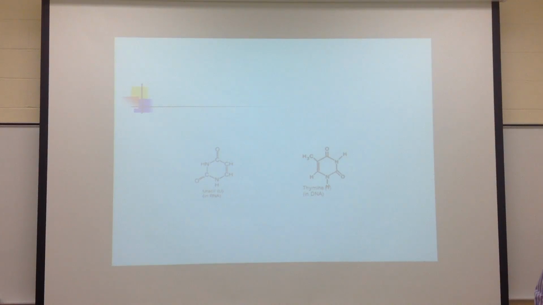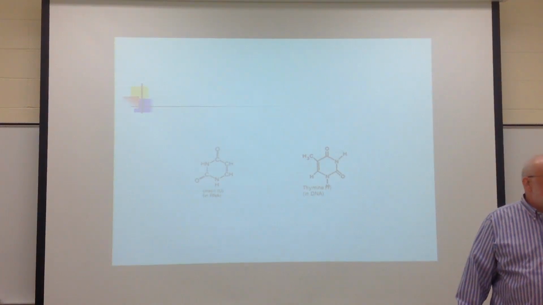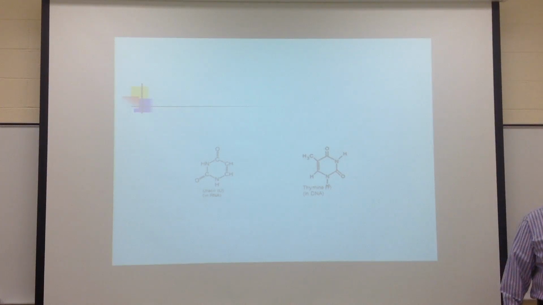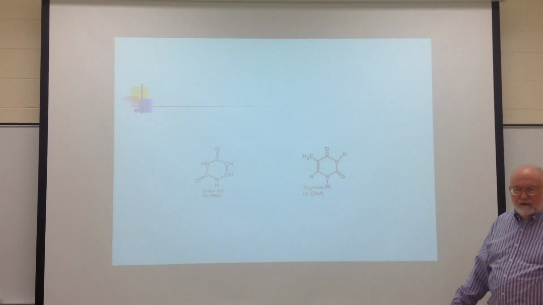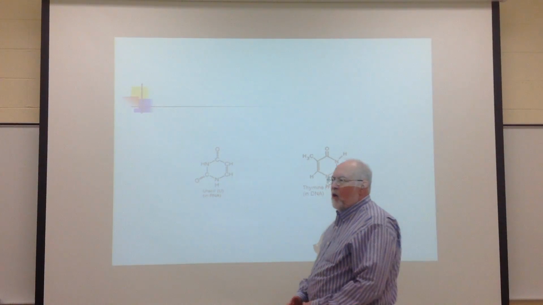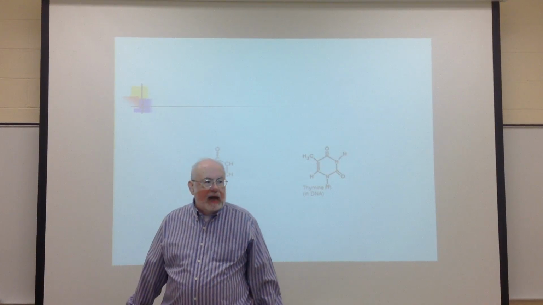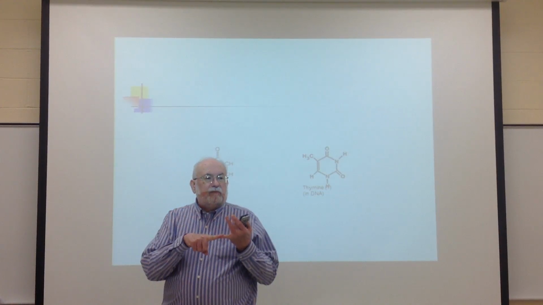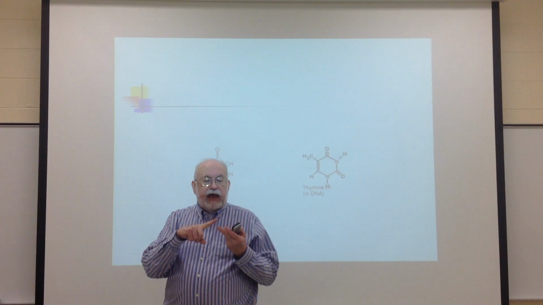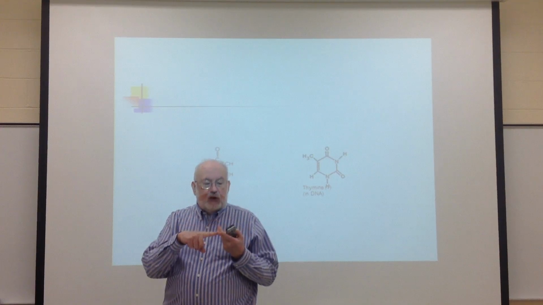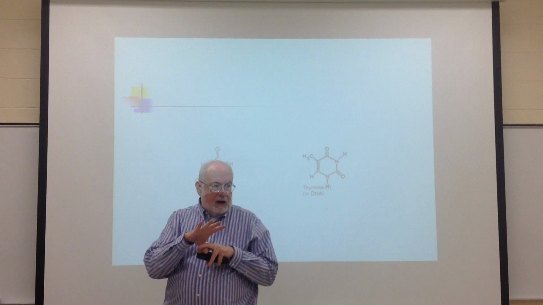U-R-A-C-I-L. Yeah, it's hard to see in here. You can't dim these lights, which is a bad thing. Uracil. U-R-A-C-I-L is uracil. Uracil instead of thymine. There's no thymine in an RNA nucleotide. All right? So in an RNA nucleotide, ribose, phosphate, and then either adenine, uracil, cytosine, or guanine.